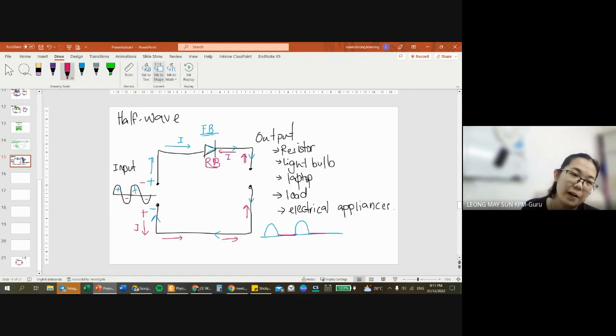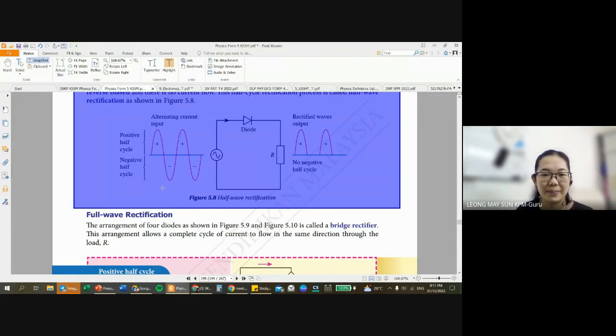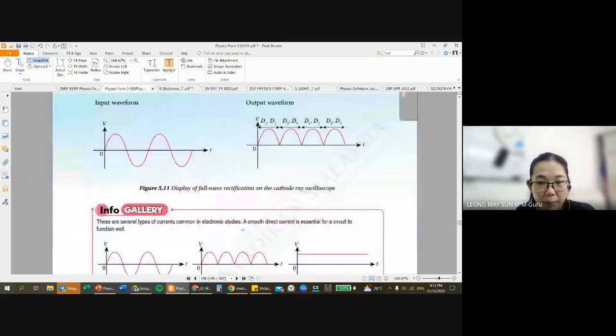Good. All right. So if you're clear with it, then we're going to go to something more challenging: full wave rectification. Half wave uses one diode, but full wave rectification uses 4 diodes. So let's go again to the textbook first. The arrangement of the 4 diodes in full wave rectification is called a bridge rectifier. So I'm going to teach you how to draw this full wave rectification circuit. But let's see what it says.